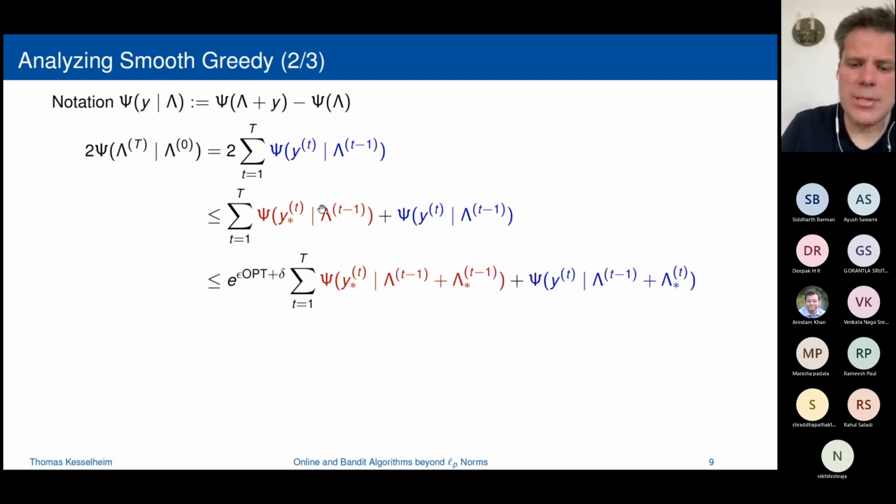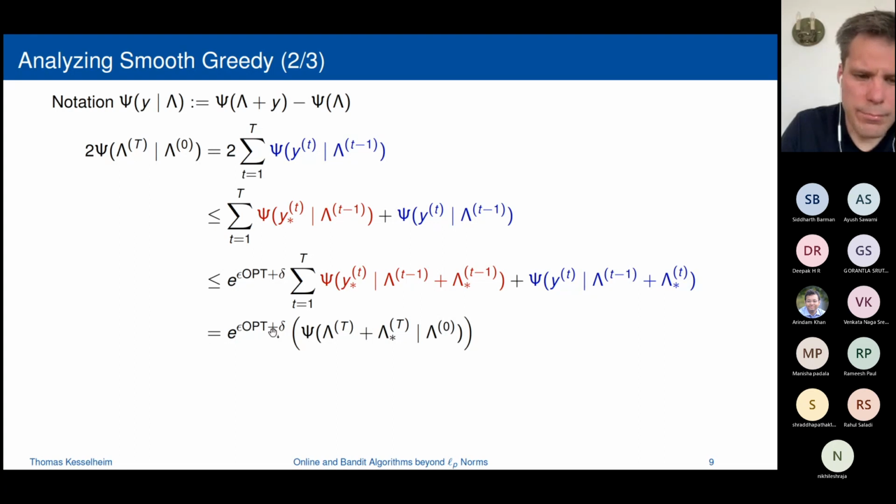And now I apply approximate supermodularity. First, I shift by the load incurred by the opt until step t-1. The second, I shift by the load incurred by the opt until step t, and this gives me this error term. And why did I do this? Because this is again a telescoping sum. So this is exactly the increase of the load from the zero vector to the sum of the alg plus the opt load vector, times this error term, which I'm getting from gradient stability, respectively, from approximate supermodularity.